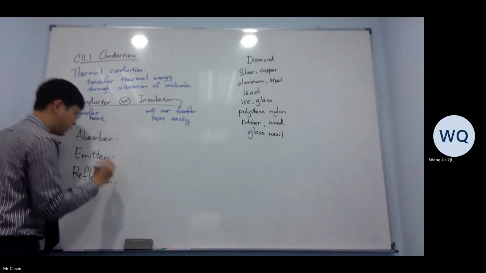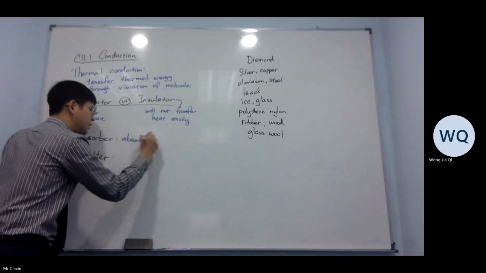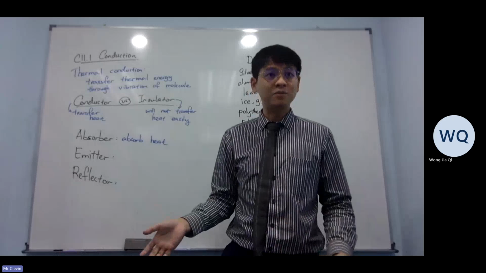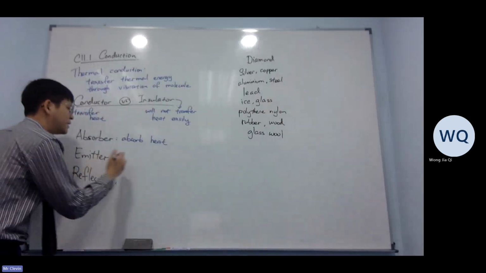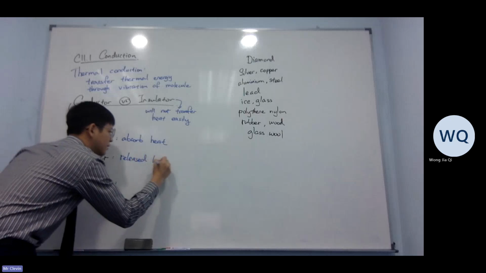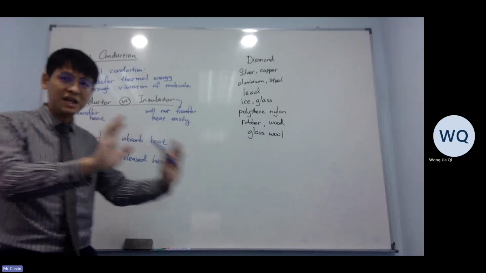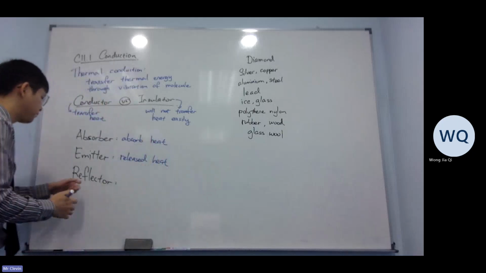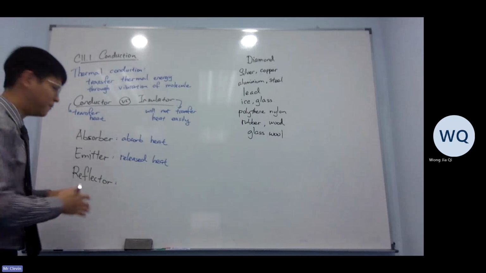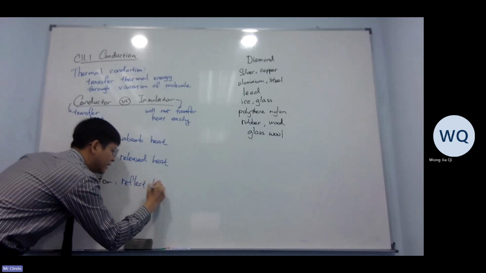Very simple. Think of it this way. Absorber means that they absorb the heat, and we look at how easily they absorb the heat. Then followed by emitter: how easily they release the heat. You can think of it as releasing the heat, or radiating the heat. Yes, you can say it's emitted, no problem. And then the reflector is the one that reflects the heat.